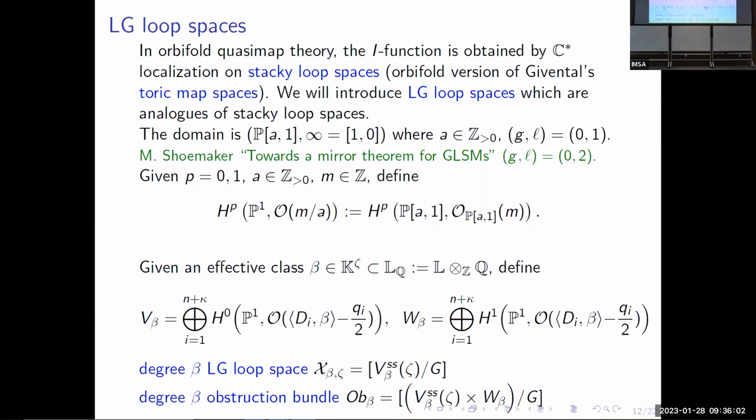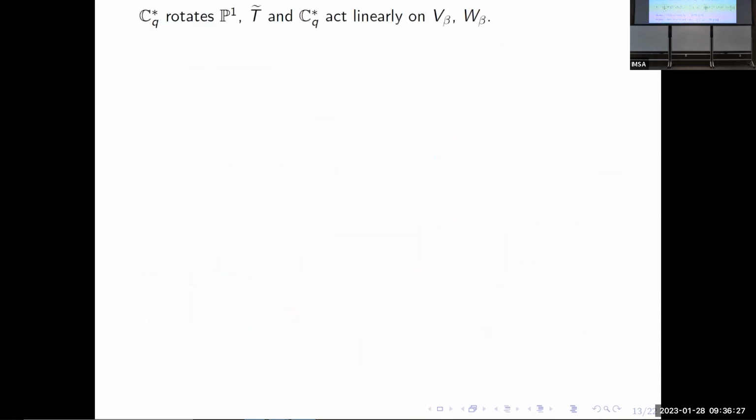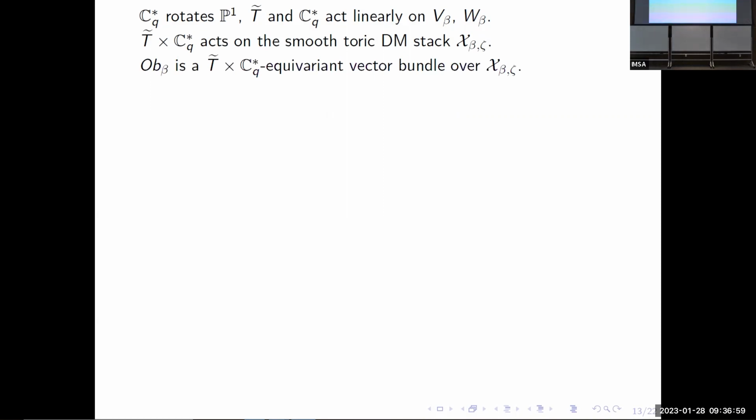And this is actually very nice because now this is the analog of a smooth toric Landau-Ginzburg stack, and the obstruction bundle is a vector bundle. This defines a perfect obstruction theory. And now, as in quasi-maps theory, or even earlier in Givental's work, we are going to use localization. C-star_q rotates the P1 and T*X linearly. So we have this torus acting on a smooth Landau-Ginzburg stack, and this obstruction bundle is equivariant.